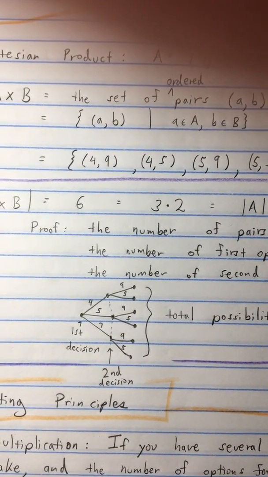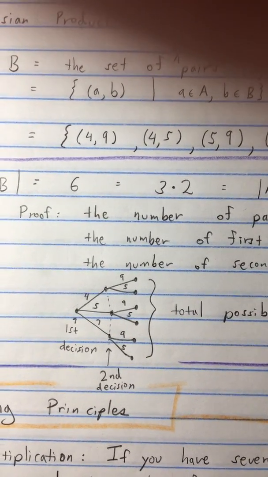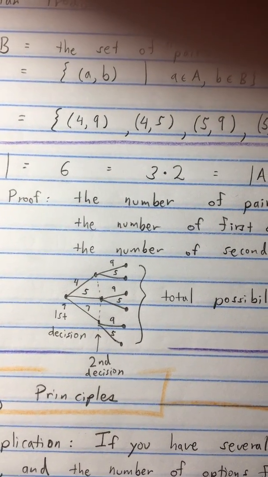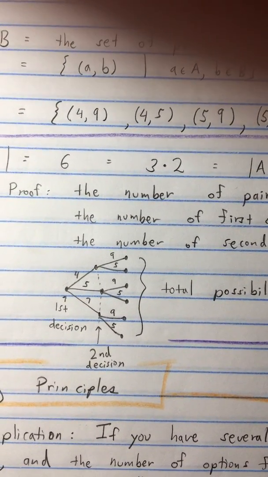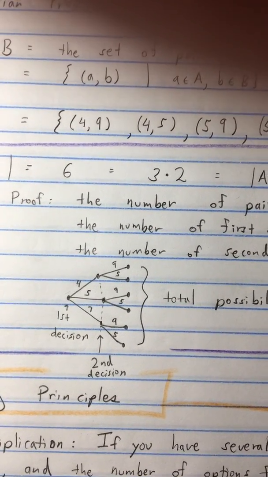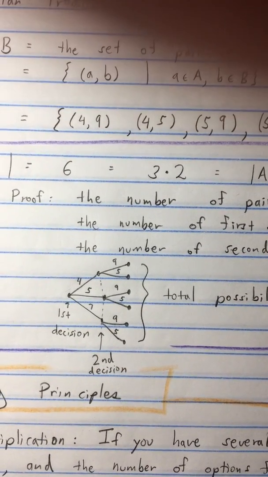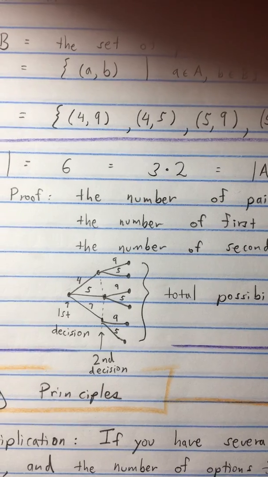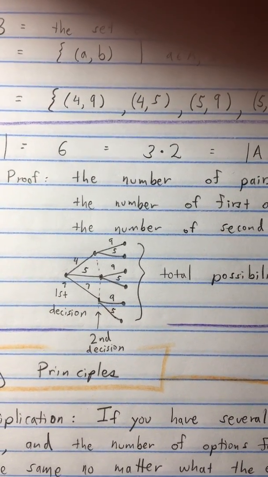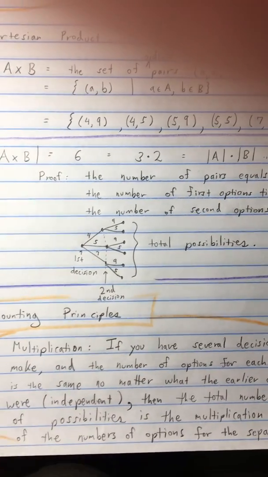First decision is the first dot, and there are 3 options, 4, 5, and 7. Those were the elements of set A. And then the second decision is when I pick the second number, but now I have to pick from set B, and there are only 2 options. Then the total possibilities are all of the endpoints, the sort of leaves on the tree at the right, because each of those represents picking 2 things, one from A and one from B. So there's 6 total possibilities.